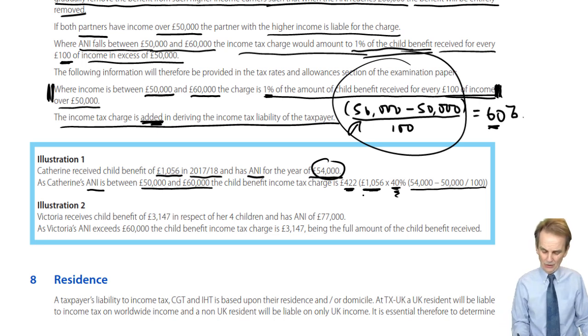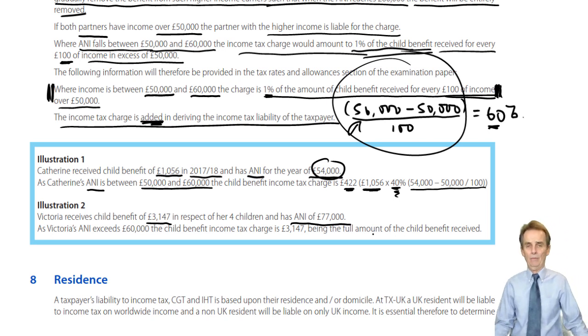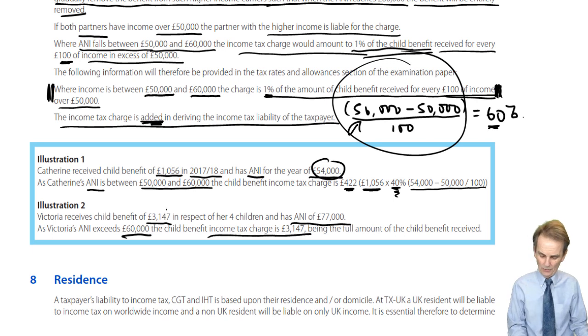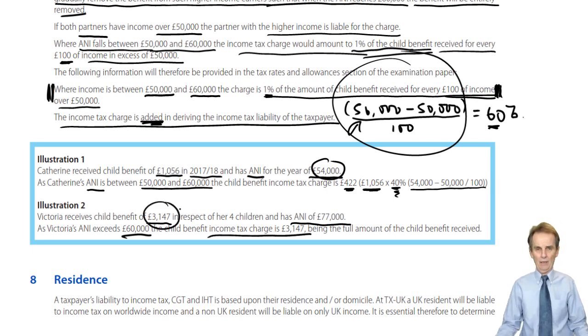Illustration 2. Victoria receives child benefit of £3,147 in respect of her 4 children and has adjusted net income of £77,000. We should be looking at this and think, thank you very much, this is not going to be difficult at all, no calculations will be needed because that figure exceeds £60,000. Therefore, the income tax charge will be equivalent to the amount of the child benefit.